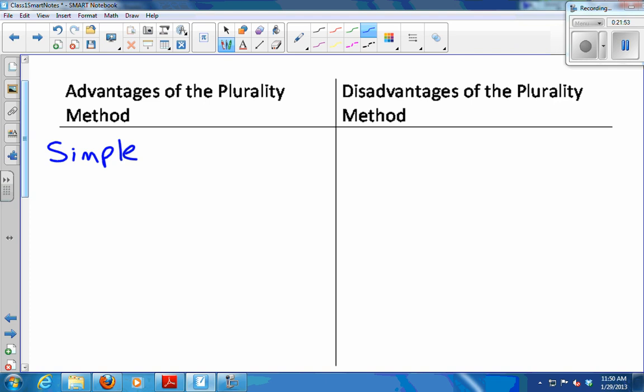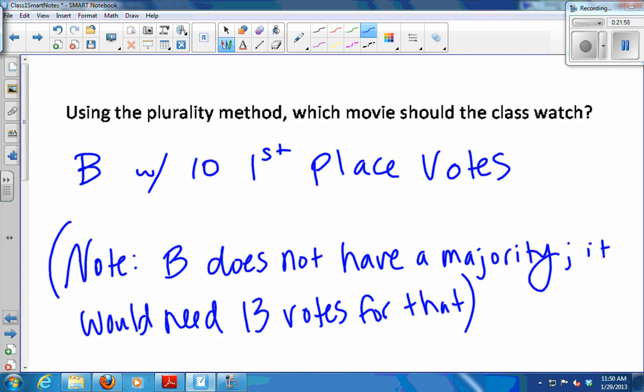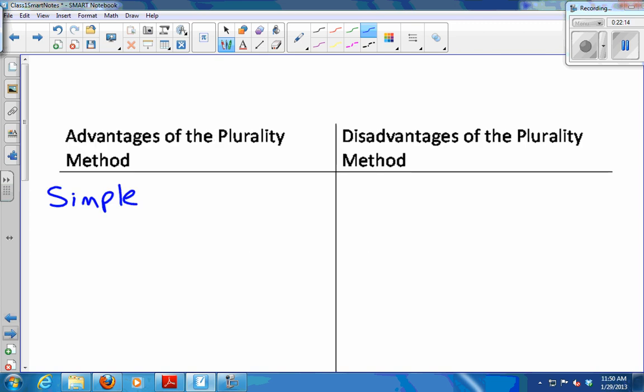Not necessarily, right? Like in this example, we had B with 10 out of 24 votes, which is not a majority, right? So actually the majority of people voted for somebody else. So the majority is going to be unhappy, right? So that actually could be a disadvantage, right? So you can win with less than a majority.